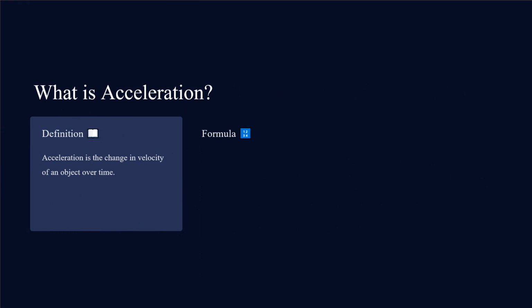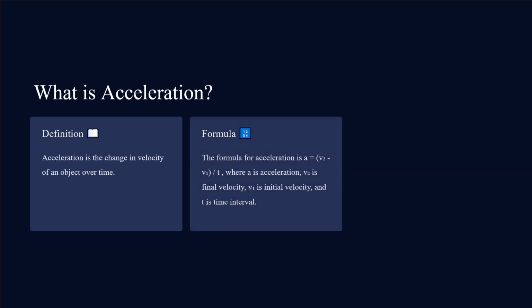If we talk about what acceleration is, the definition is: acceleration is the change in velocity of an object over time. The formula for acceleration is a equals v2 minus v1, whole divided by t, where a is the acceleration, v2 is the final velocity, v1 is the initial or beginning velocity, and t is the time taken.